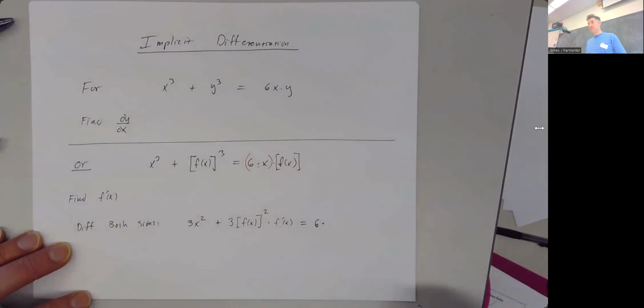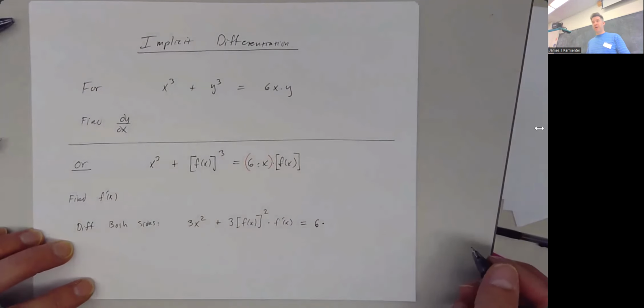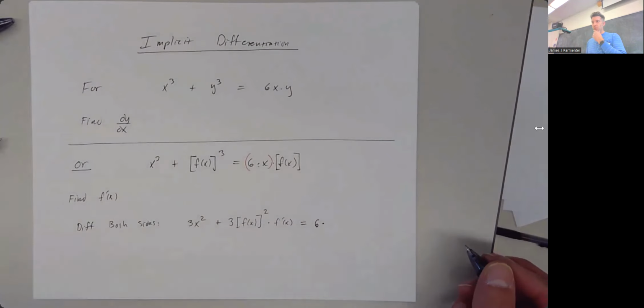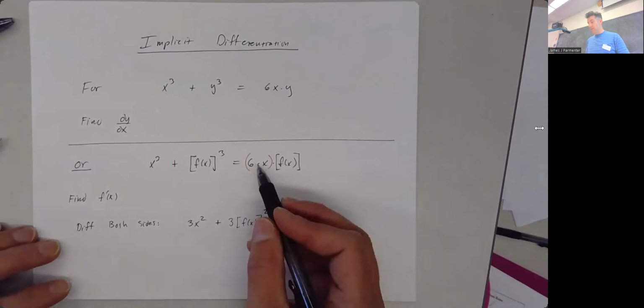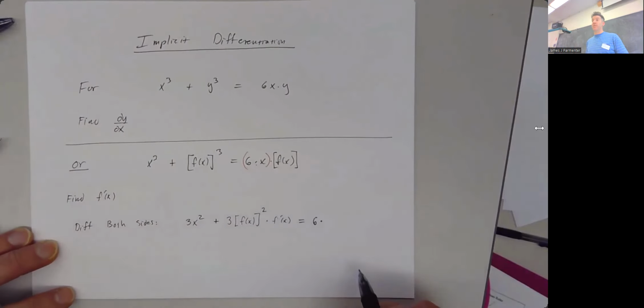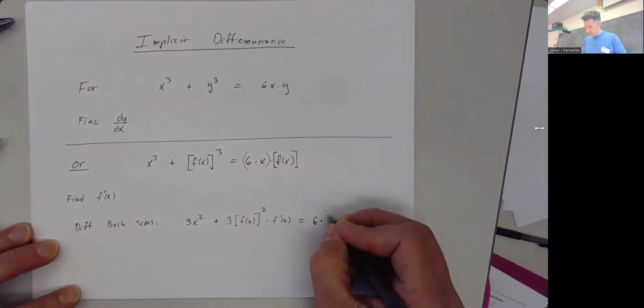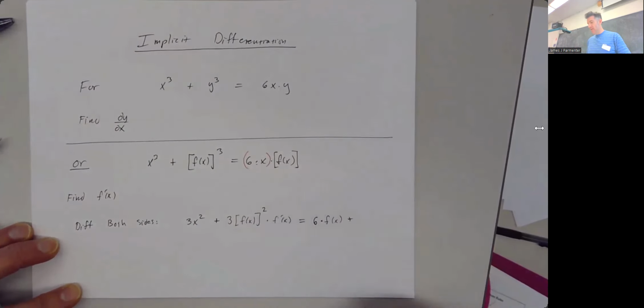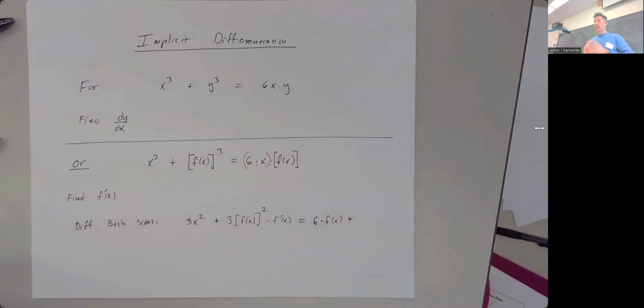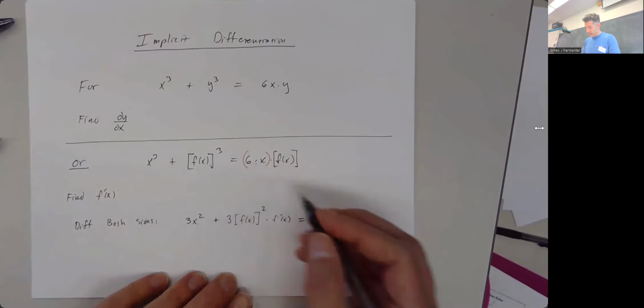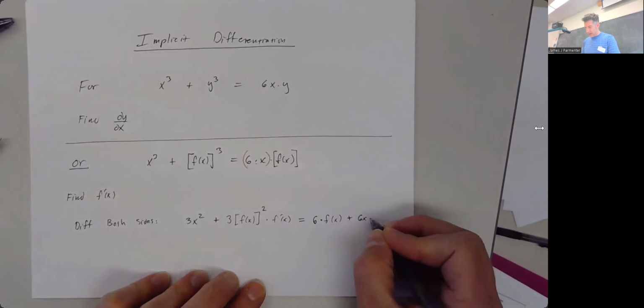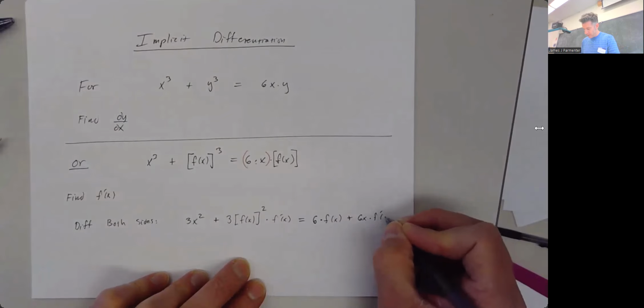Times, is it times f of x or times f prime of x? Good question. I'm doing the product rule. I did the derivative of 6x and I need the not derivative of the other piece. And then I have to add. And now I switch it, or I vice versa it. I leave the 6x alone and I multiply by the derivative of the other piece.